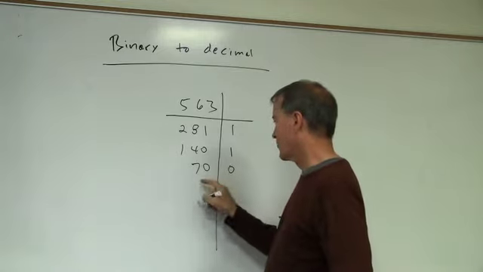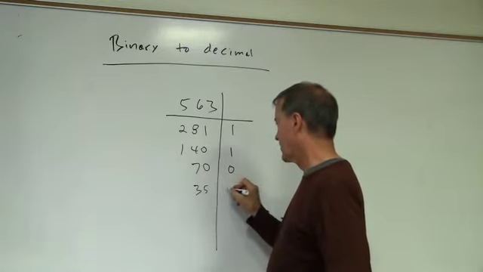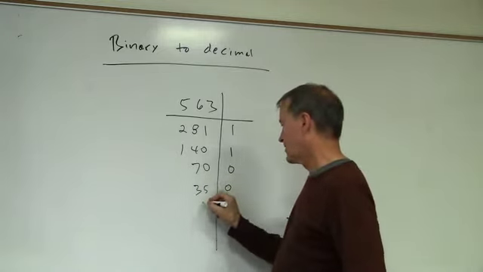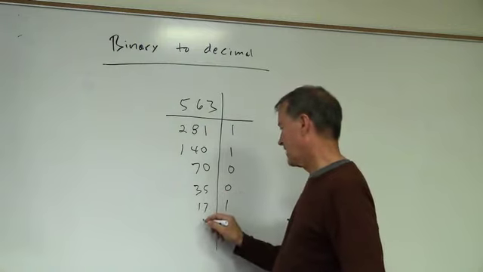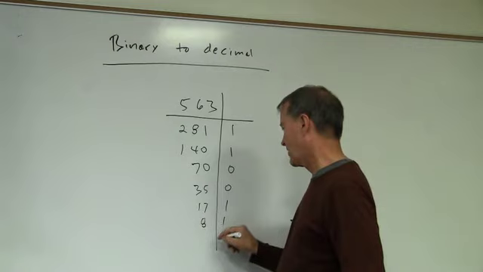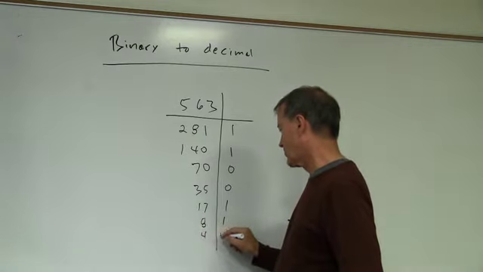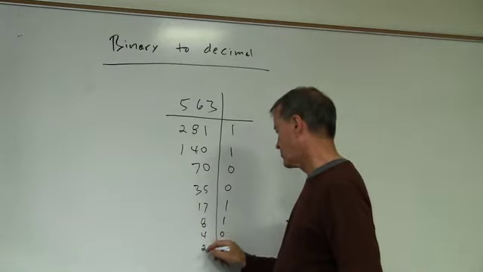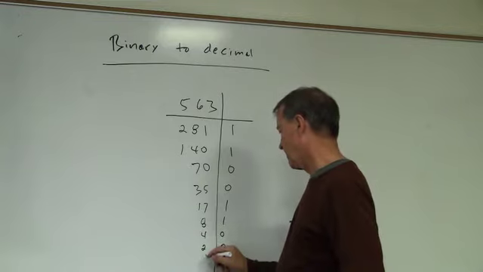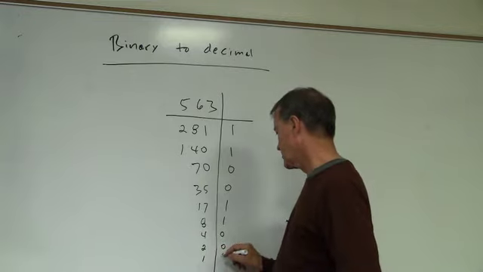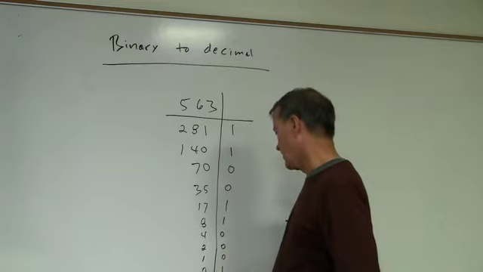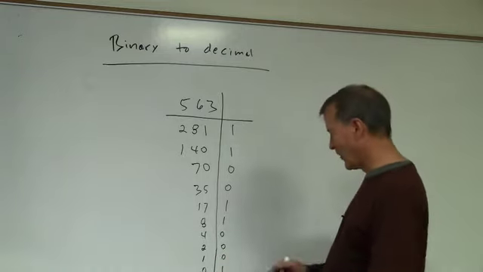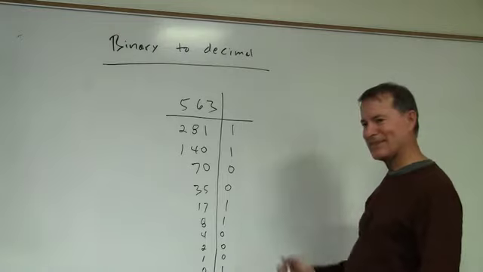0. 35, remainder 1. 17, remainder 1. 8, remainder 1. 4, remainder 0. 2, remainder 0. 1, remainder 0. Then 0, remainder 1. And what do you think you have here, sports fans?